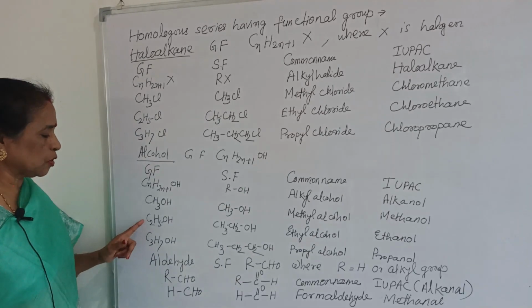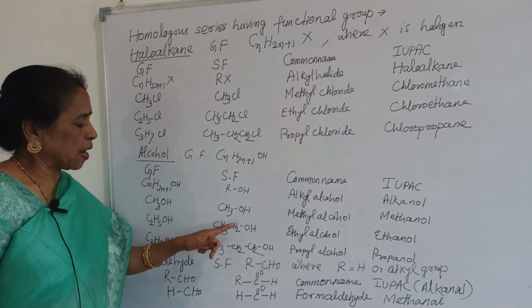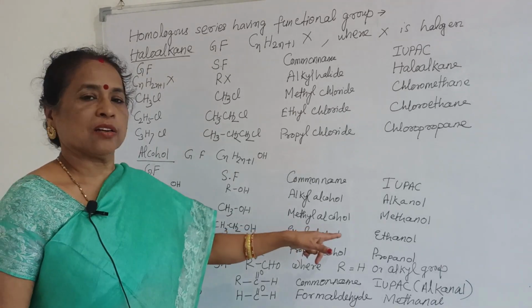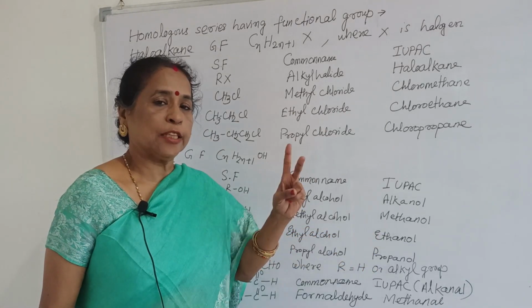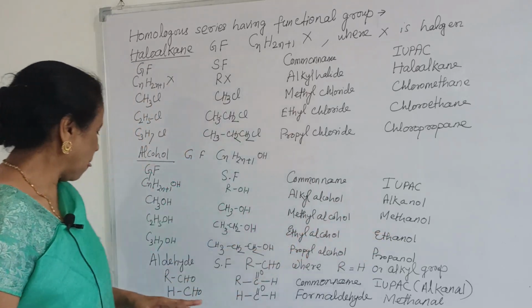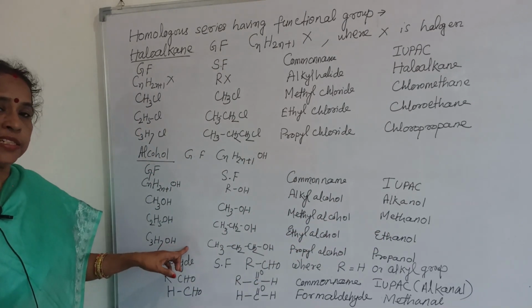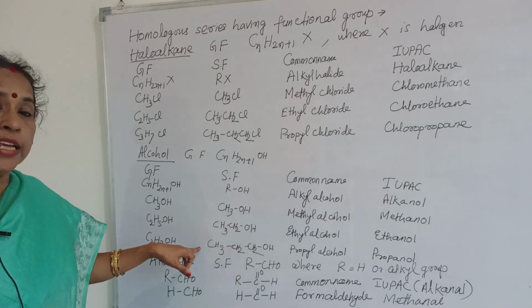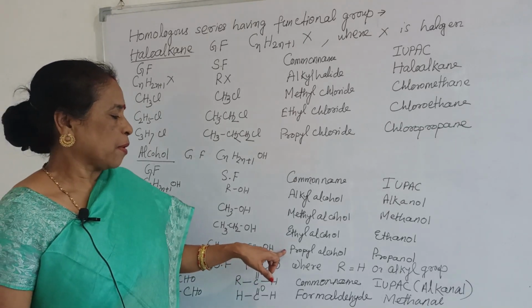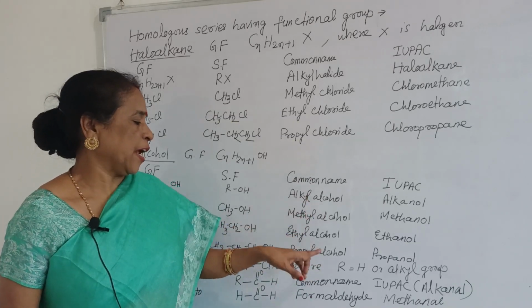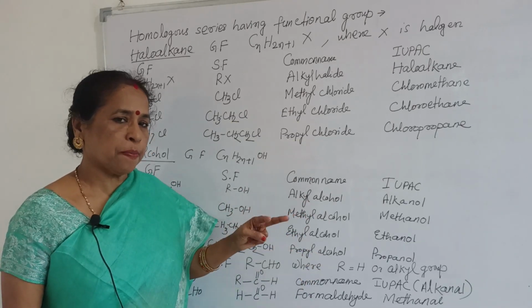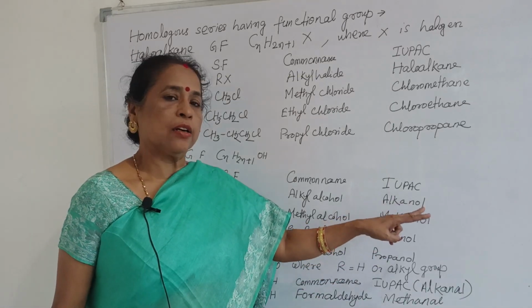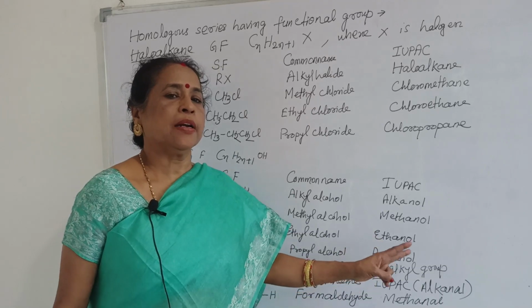Next compound C2H5OH, you expand it here CH3CH2OH, ethyl alcohol and ethanol. Eth means 2 carbon, ethanol. C3H7OH, that is CH3CH2CH2OH. You see here there are 3 carbon atoms and propyl alcohol by common name because 3 carbon means propyl alcohol, and propanol because alkanol, here it is known as propanol.